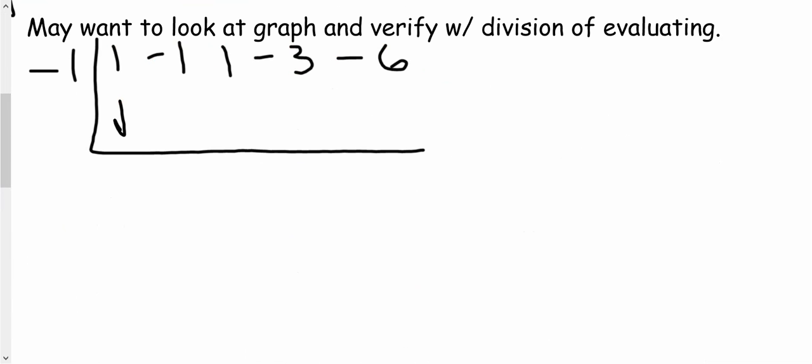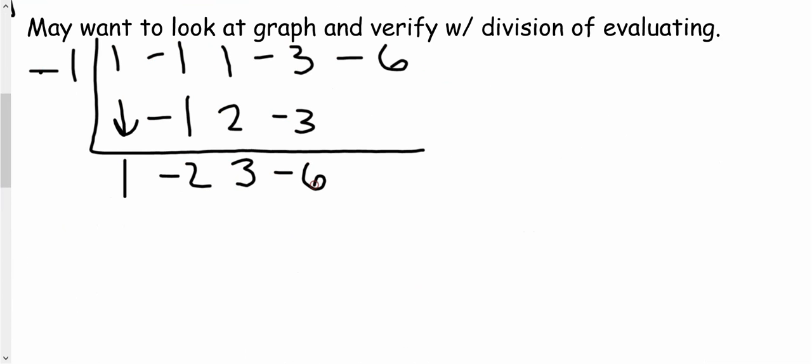I'm going to bring my first term down and get -1 times 1 is -1, and we are adding. So I get a -2. -1 times -2 is a +2, which gives me 3, -3, -6, +6, and 0. Because I got a 0, it checks out, and it means that -1 is indeed a solution or a root or a zero to the given polynomial function.